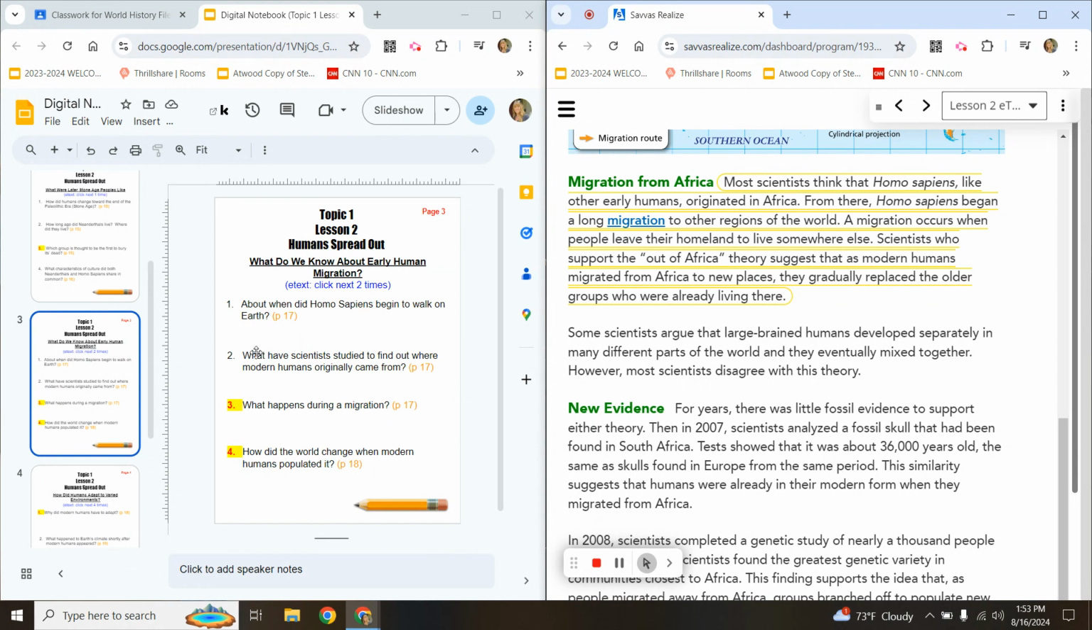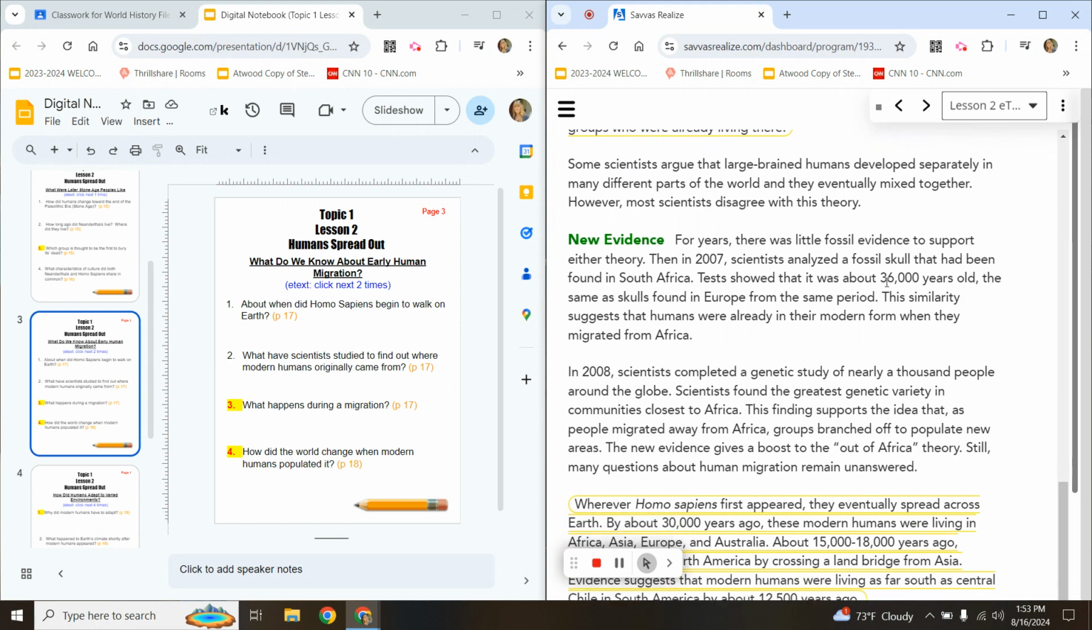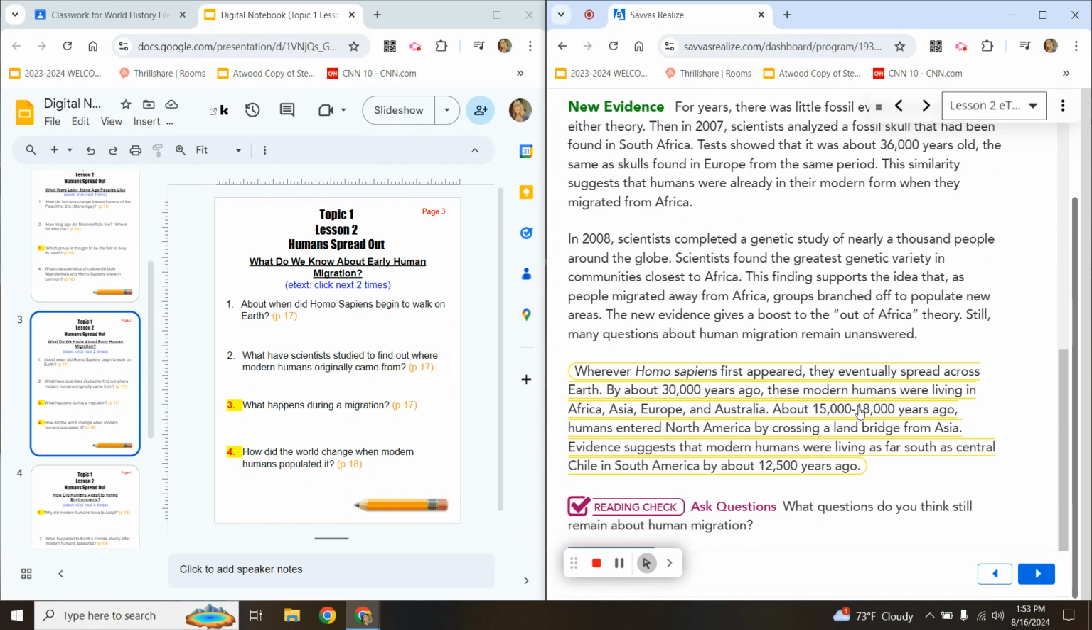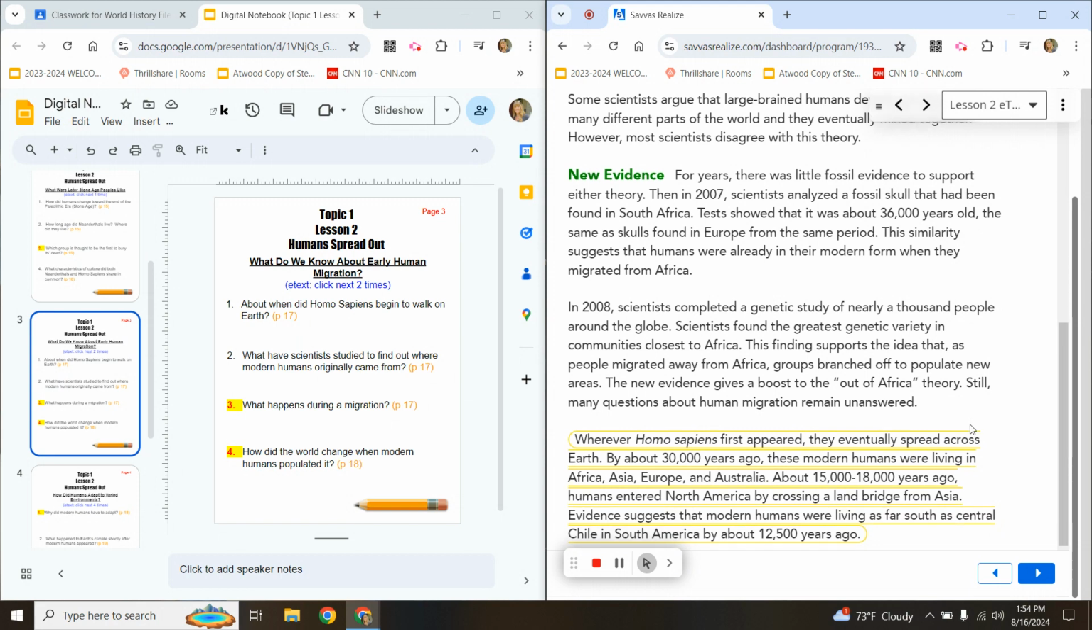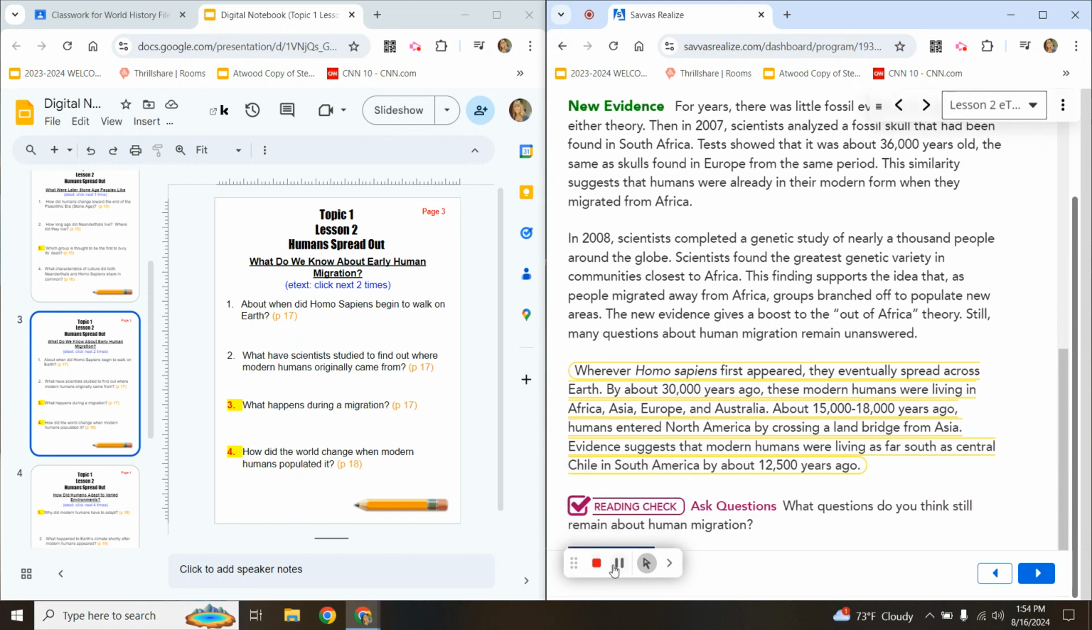All right, again, number 3, what happens during a migration? Pause my video and get your answer from this paragraph. All right, we are going to move on to new evidence. You'll see here's another circled yellow paragraph. So we're going to listen to these 3 paragraphs, and in this last paragraph you're going to find the answer to number 4 here. How did the world change when modern humans populated it? So let's go ahead and listen to these 3 paragraphs. If you are in the textbook, follow along. This paragraph will be on page 18.